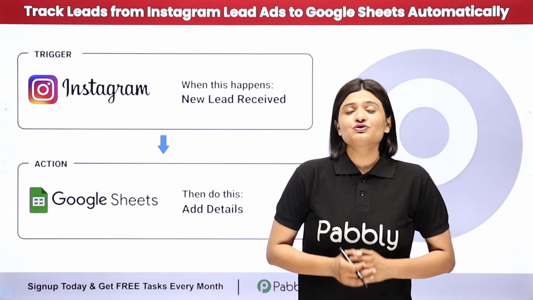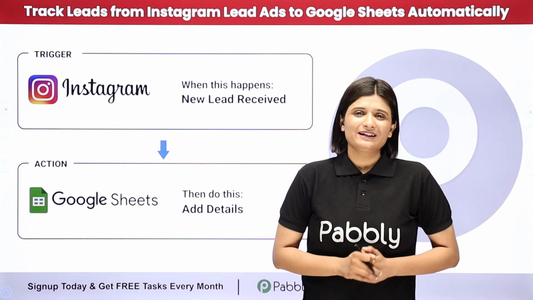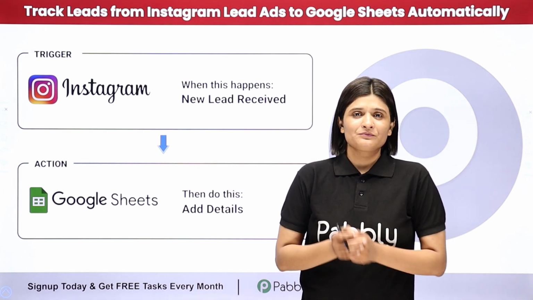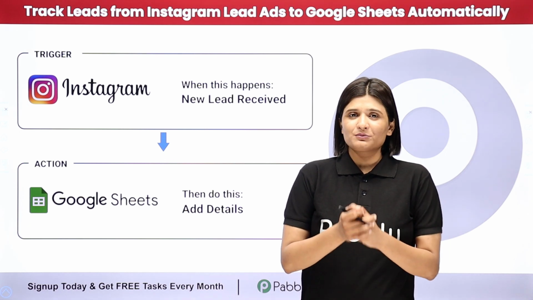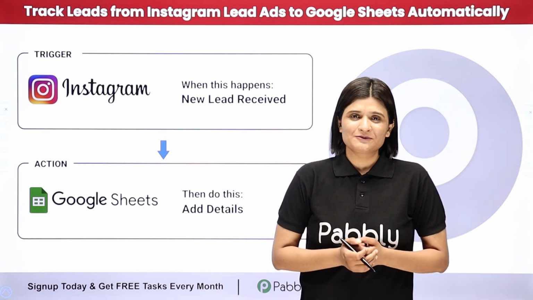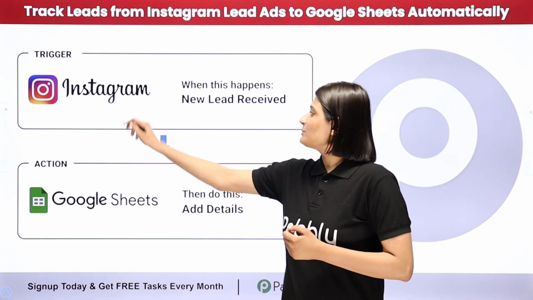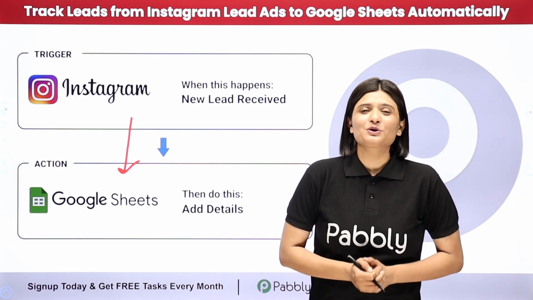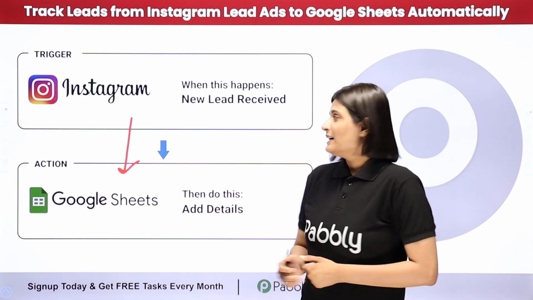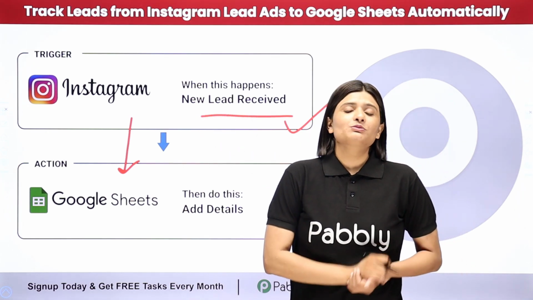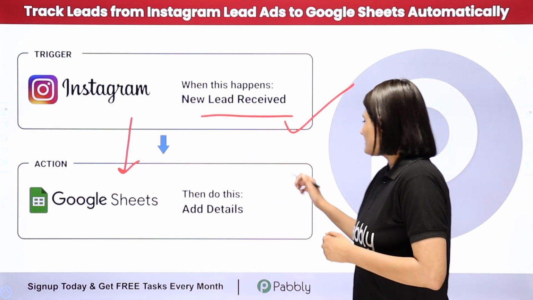Doing this manually will consume a lot of time, so I've completely automated this process. And to do this automation, I'm going to use Pabbly Connect. Pabbly Connect is an amazing automation and integration software which requires no coding or programming skills. Here I just need to build a connection between Instagram lead ads and Google Sheets. With the help of Pabbly Connect, I'm going to build this connection in such a way that whenever I receive a new lead in Instagram lead ads, the details will be automatically added to my Google Sheets spreadsheet.